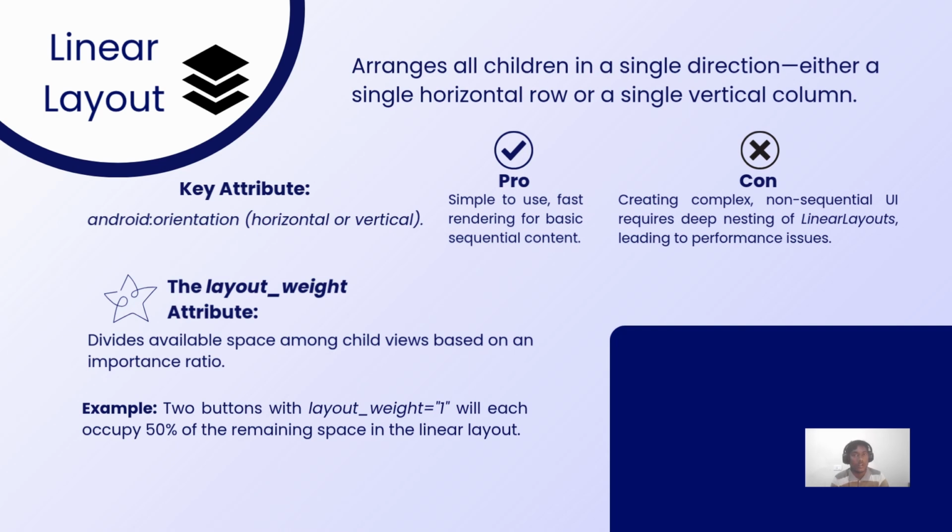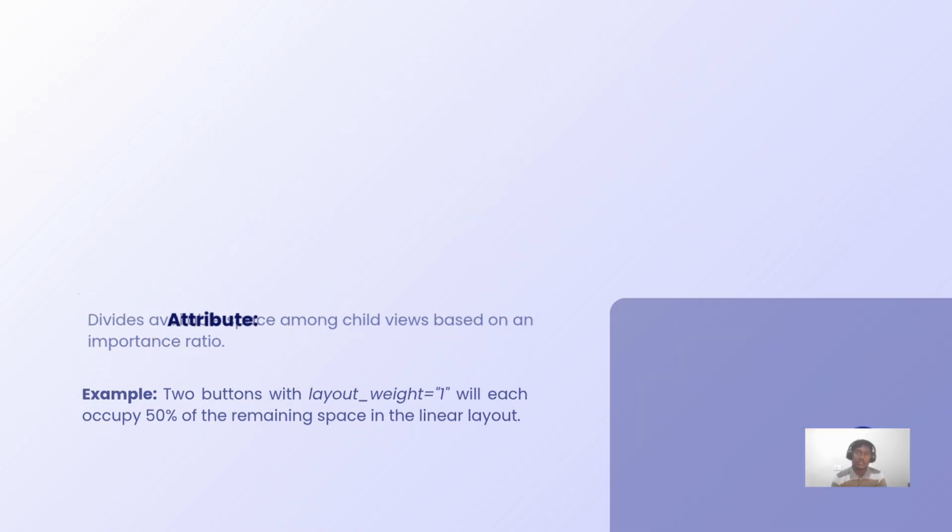It also uses the layout weight attribute to divide available space among its children based on ratio. For example, if two buttons are in this layout with layout weight 1, this will make each button occupy 50% of the remaining space in the linear layout.